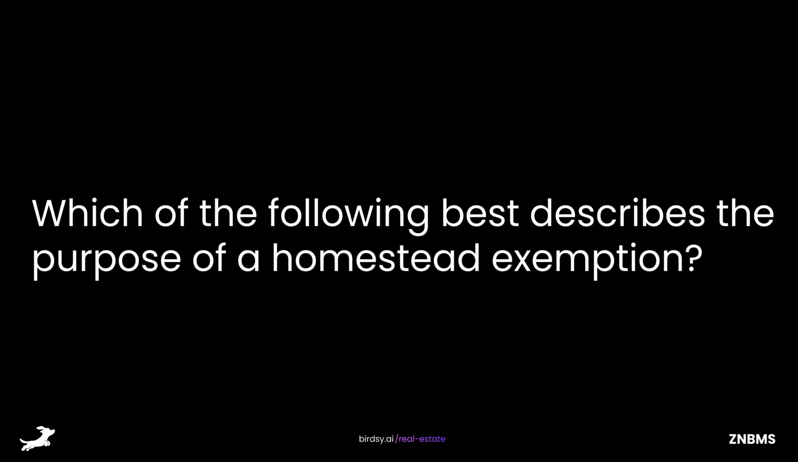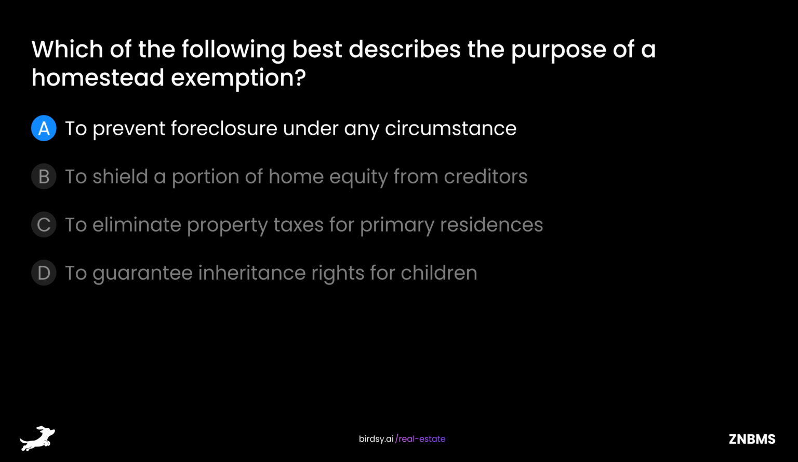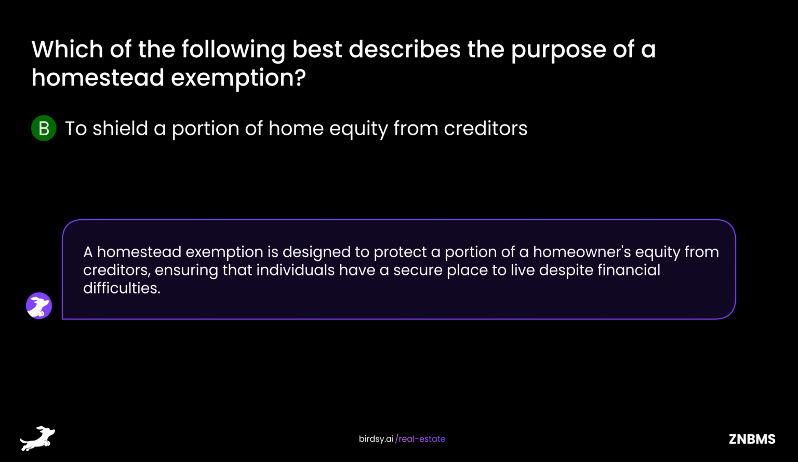Which of the following best describes the purpose of a homestead exemption? Is it A. To prevent foreclosure under any circumstance? B. To shield a portion of home equity from creditors? C. To eliminate property taxes for primary residences? Or D. To guarantee inheritance rights for children? The answer is B. To shield a portion of home equity from creditors. A homestead exemption is designed to protect a portion of a homeowner's equity from creditors, ensuring that individuals have a secure place to live despite financial difficulties.